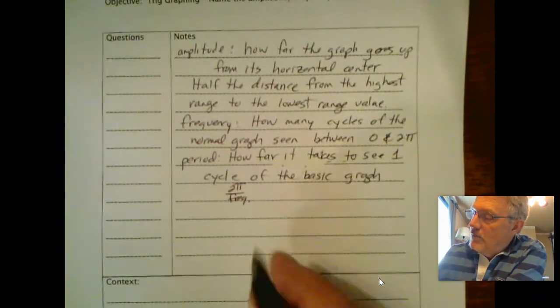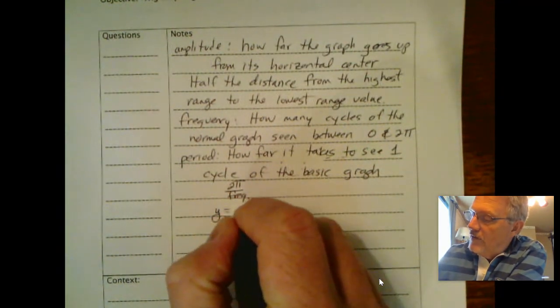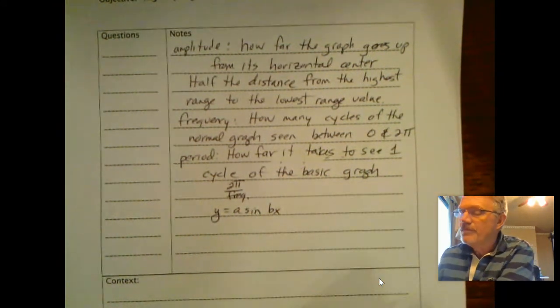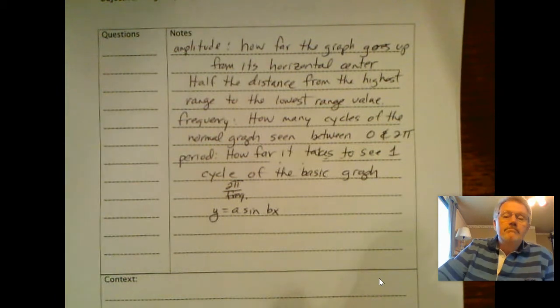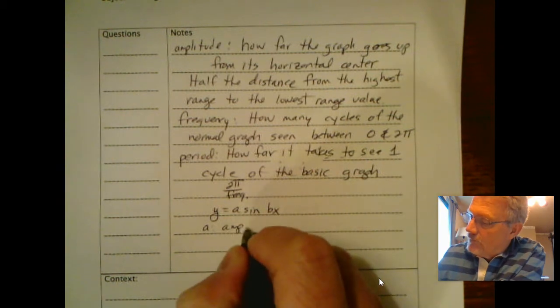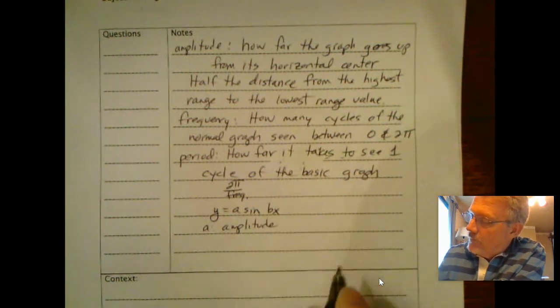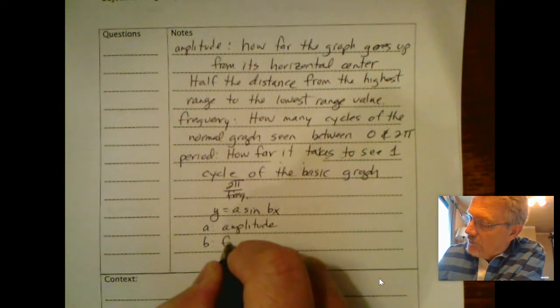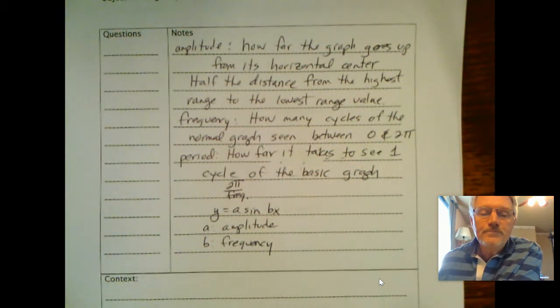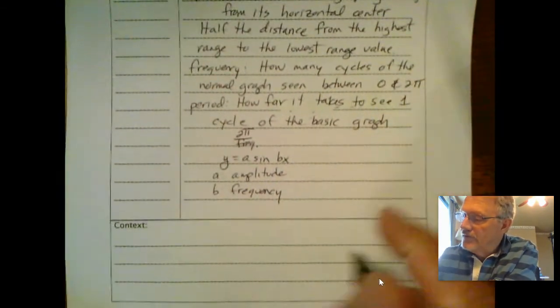Okay, so basically what we have is some changes to that basic sine graph. So it's more than just y equals sine x now. It's y equals a sine bx, where a is the amplitude, and b is the frequency. All right, so let's look at an example.